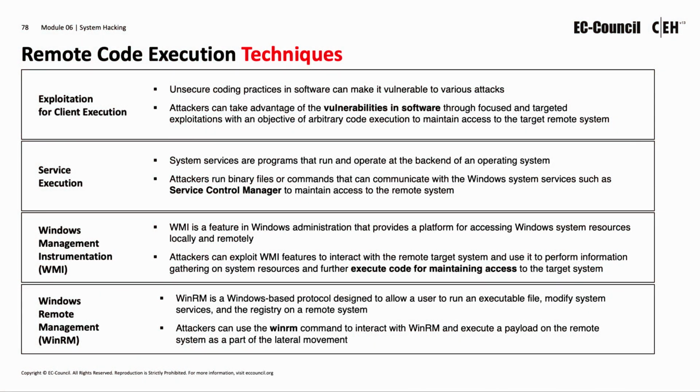Let's zoom in on this slide here and have a look at what we're doing. So we have client exploitation. And so we might find vulnerabilities in the client that we can target. We might have services that we can execute and take control of or hijack. We also have 2 major subsystems in Windows. These subsystems are WMI and WinRM.